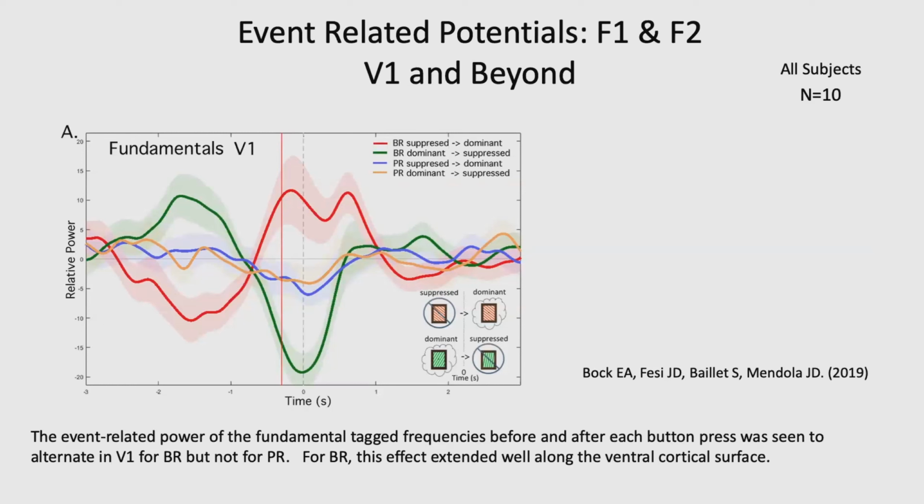And so you see this waxing and waning of the power at the fundamental monocular frequencies, although these signals are likely being driven by both completely monocular neurons as well as neurons that have some binocular integration as well. We have the PR condition just serving as a control here. There's no interocular inhibition at all.